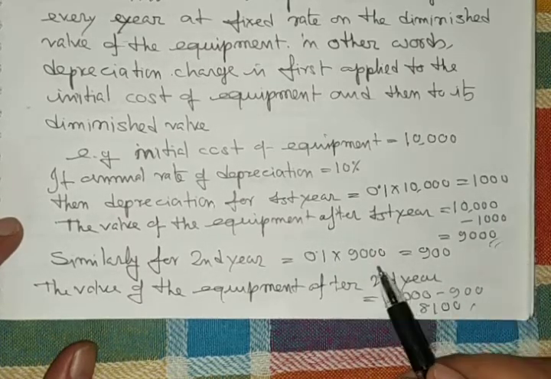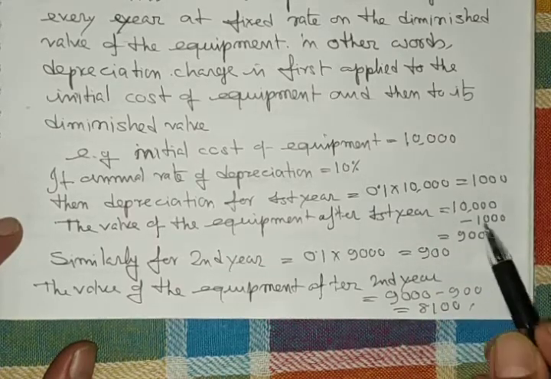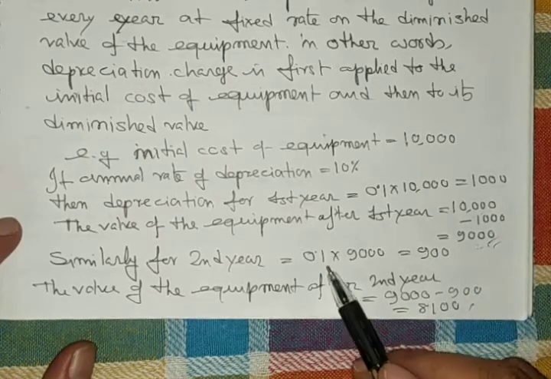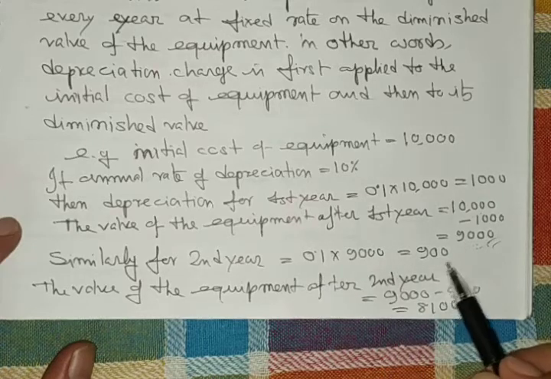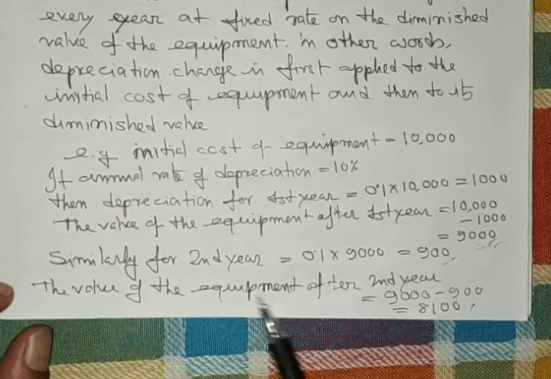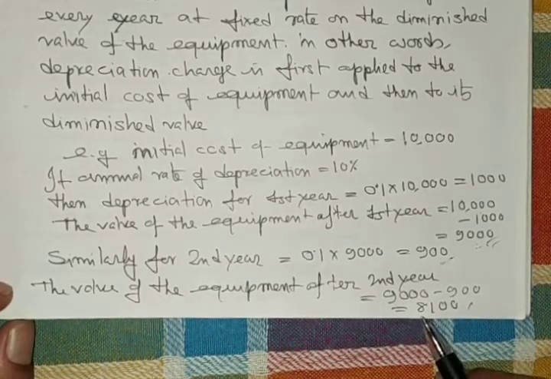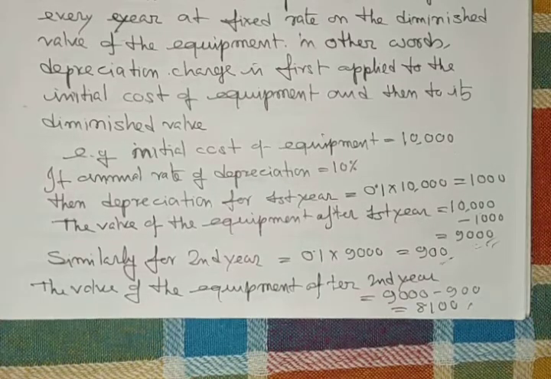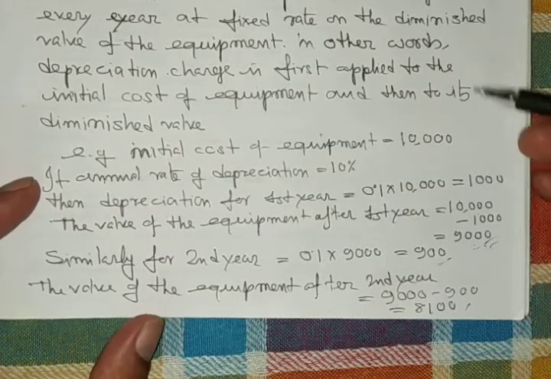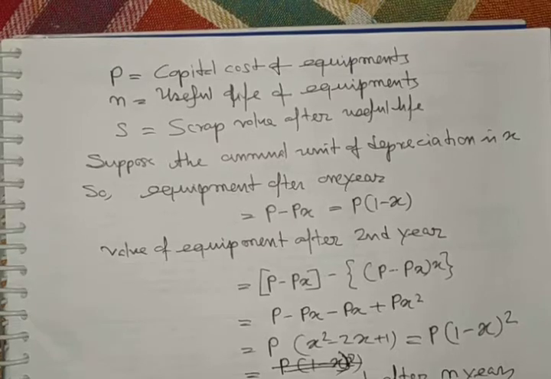After 1 year, your equipment, which was initially 10,000, became 9,000. So 0.1 into 9,000 is equal to 900. The value of the equipment after the second year will be 9,000 minus 900, so it becomes 8,100. Similarly, you can find out the values for the third year, fourth year, and so on.